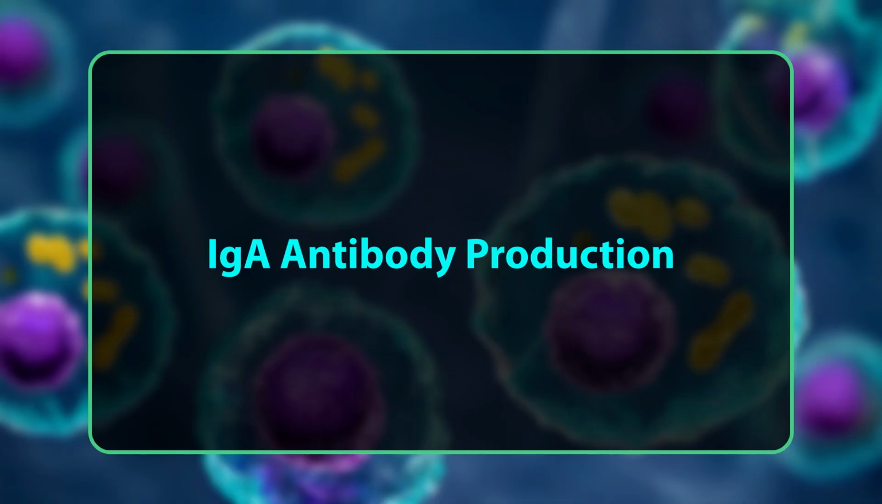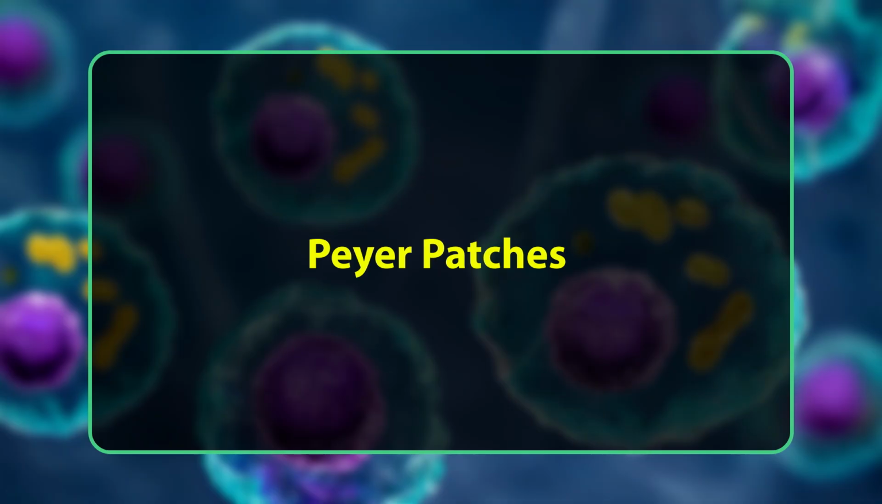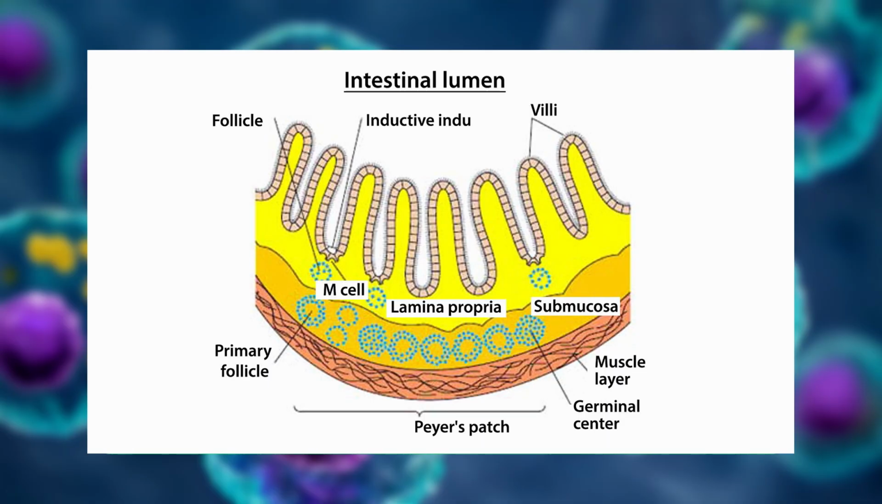Number 3, IgA antibody production. The appendix produces IgA antibodies which regulate the density and quality of gut flora, maintaining a healthy balance of bacteria in the gut. Now, Peyer's patches. Peyer's patches are small clusters of lymphatic tissue found in the wall of the small intestine. Specifically, they reside within the lamina propria and extend into the submucosa of the ileum.